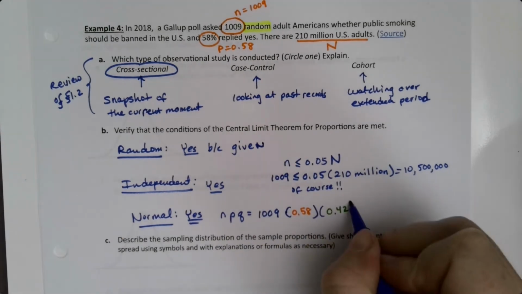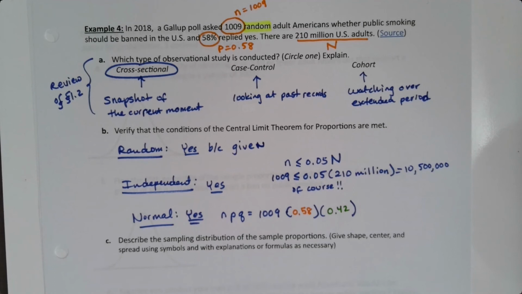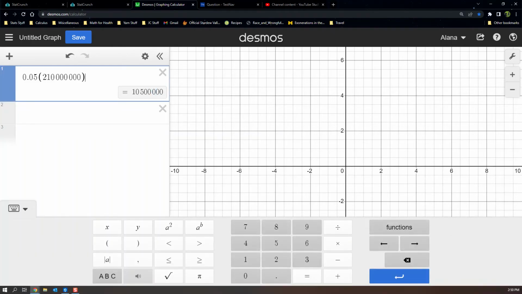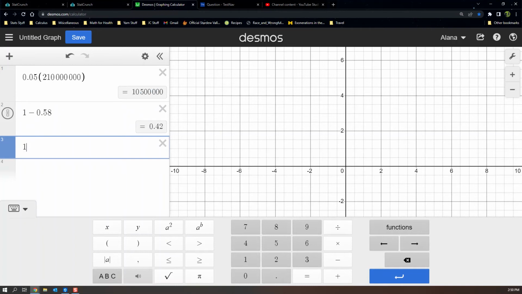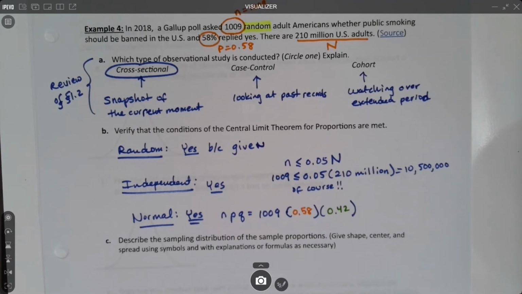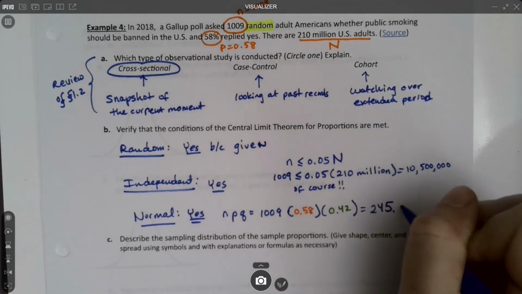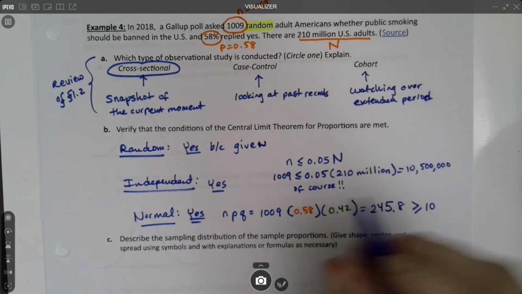If you don't believe me, I will go find it in Desmos. I would not lead you astray. 1 take away 0.58 is indeed 0.42. Then I'm going to find that value: 1009 times 0.58 times 0.42 is 245.79. So it's way bigger than 10, which is what was required. This is 245.8, which is bigger than 10. So that's a yes also.